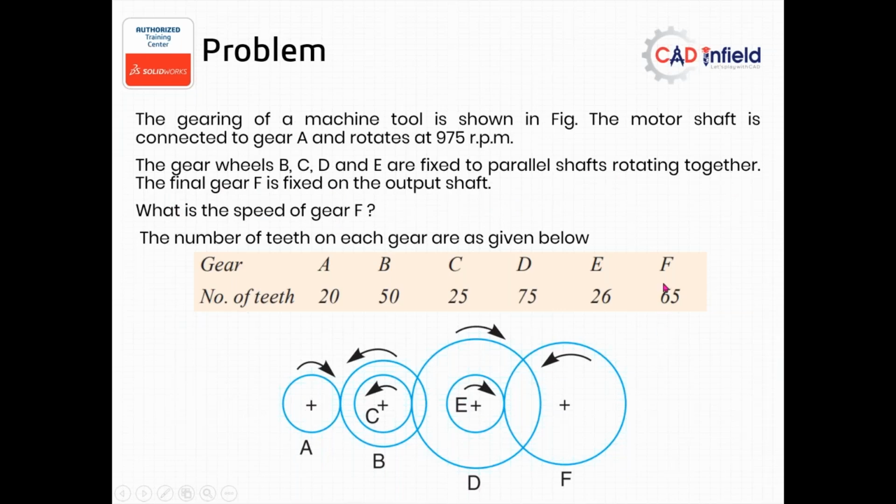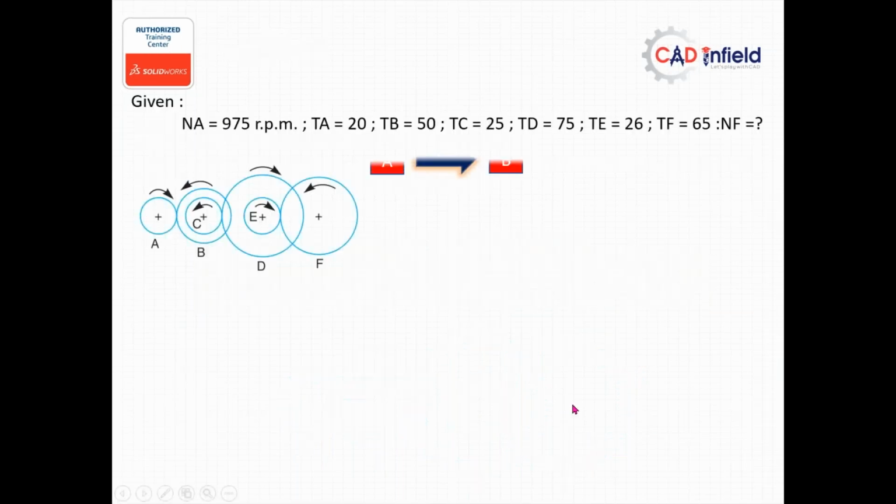Okay, it's the larger one, 65. And what is the speed at F? So I'm running a shaft with 975 rpm, and I want to calculate the rpm at this end. And this is the favorite question many interviewers ask.